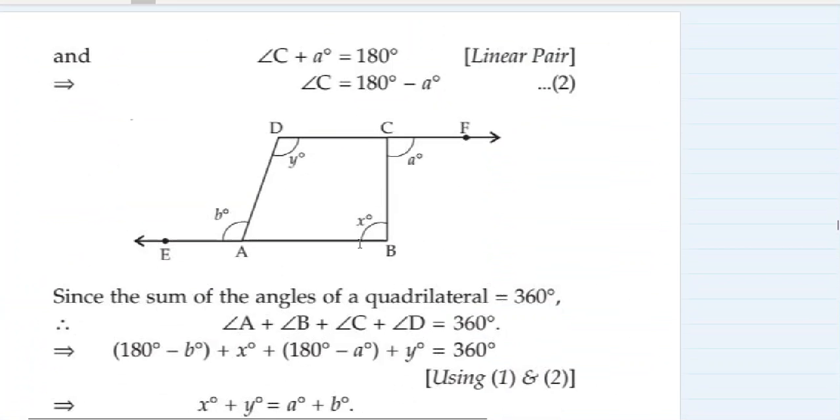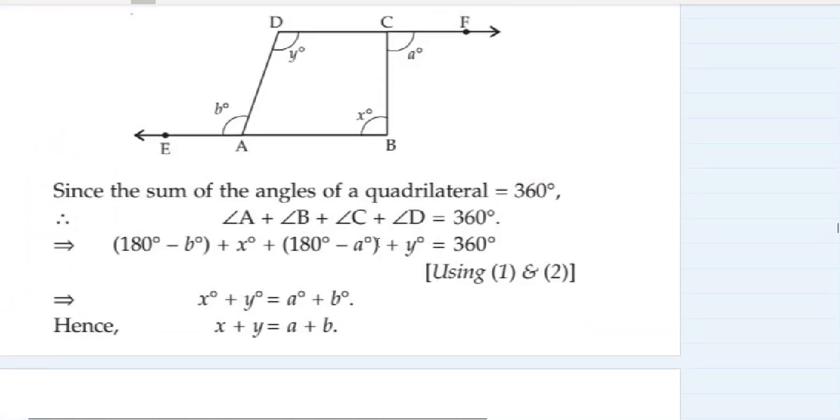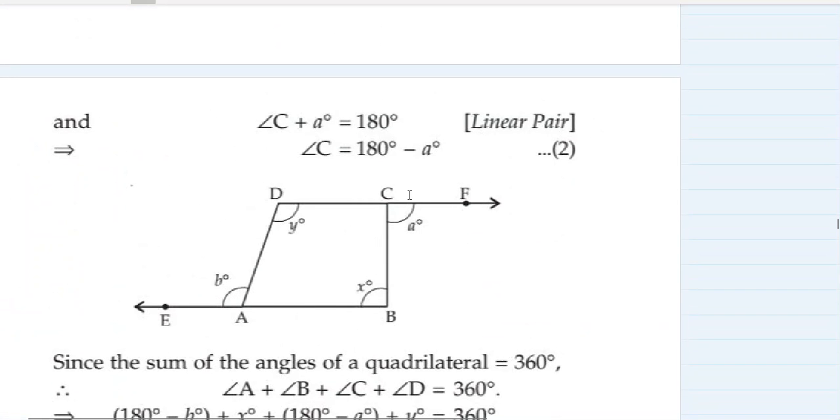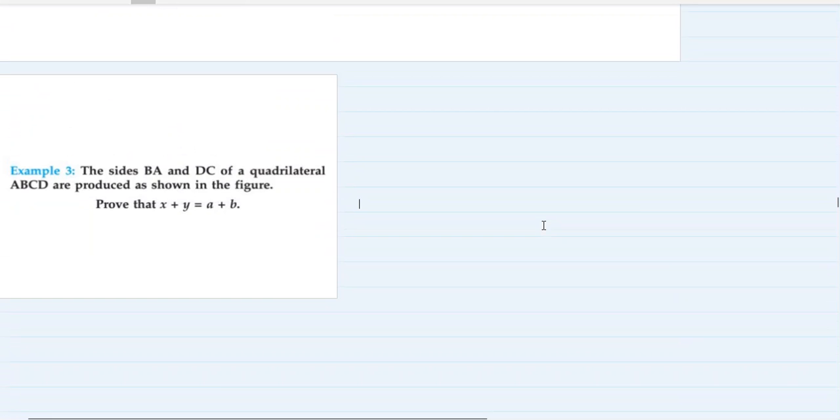Okay. This is the figure which I did not have. Okay, let me draw this. This is A, B, C, D and C, F and A, E are extended. Okay, let me draw this properly.